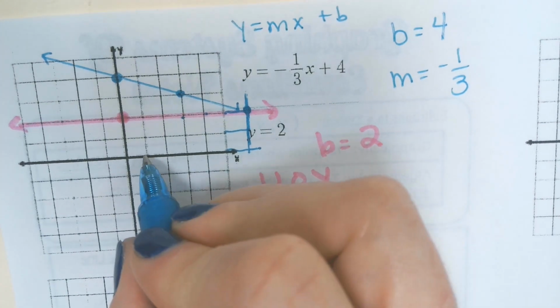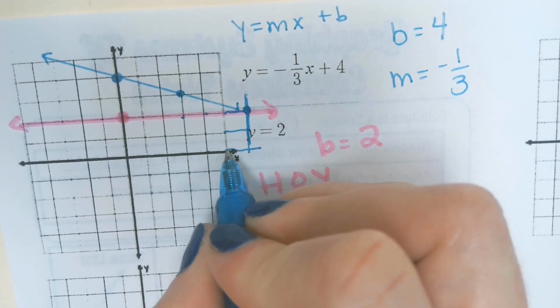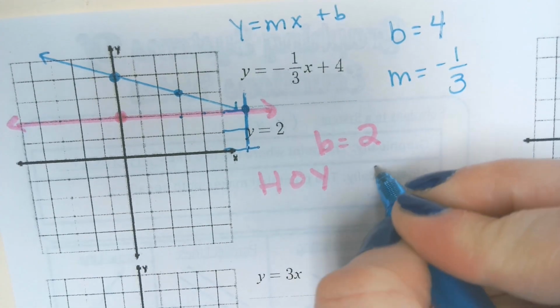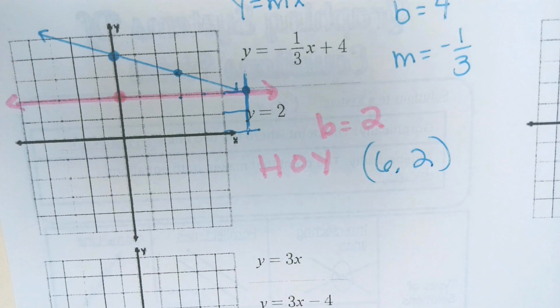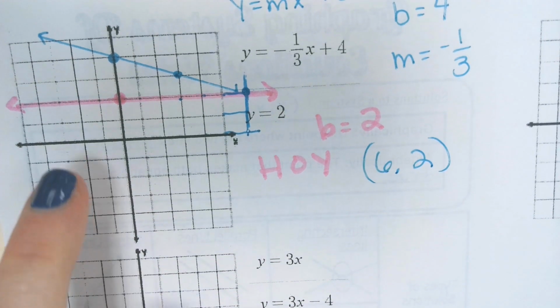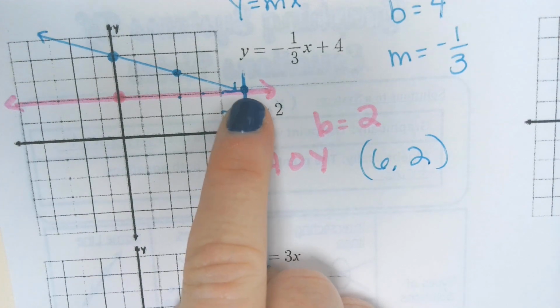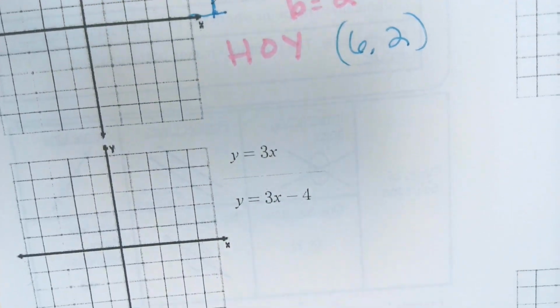So that would be at, let's count out the x. 1, 2, 3, 4, 5, 6. And then up 1, 2. 6, 2. Remember, you can put this in on Desmos, and you won't have to add to the grid. Okay, let's go to the next one.